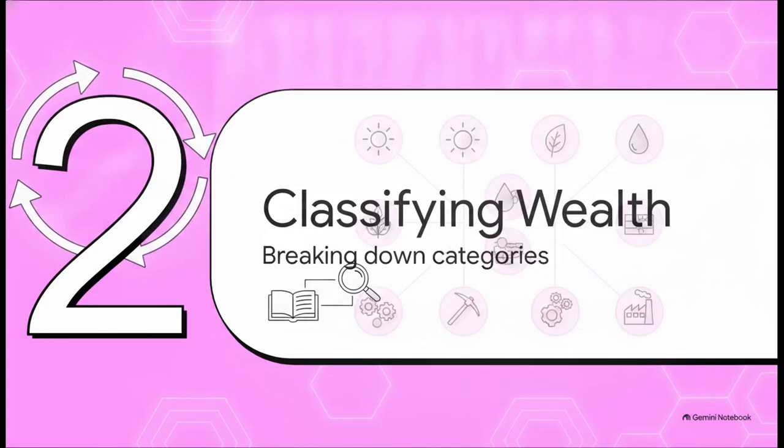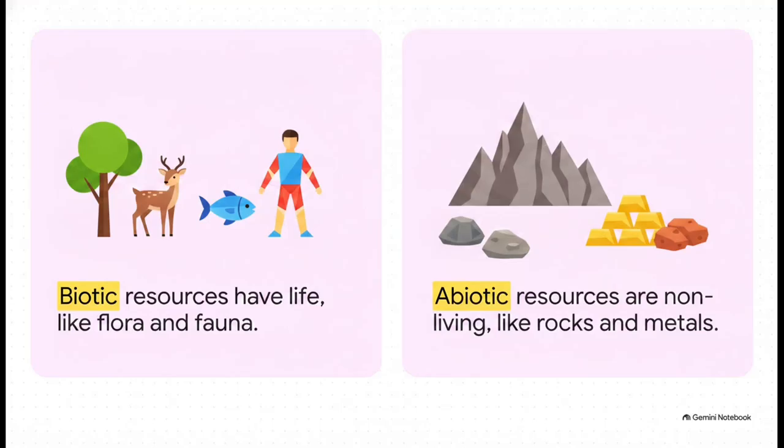Moving right along to part 2, classifying Earth's wealth. We're breaking down the categories here. Since classification is pretty much a guaranteed topic on your exams, let's make sure we have this locked down. Our first grouping is based on origin. On one side, you've got biotic resources. These come from the biosphere, meaning they have life. We're talking flora, fauna, fisheries, and yep, even us human beings.